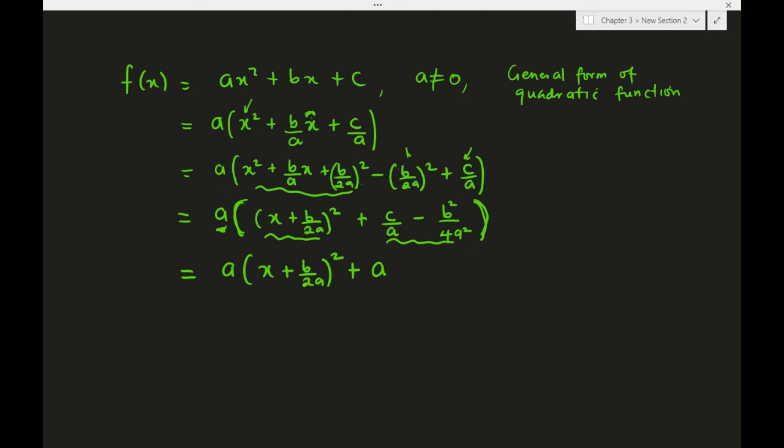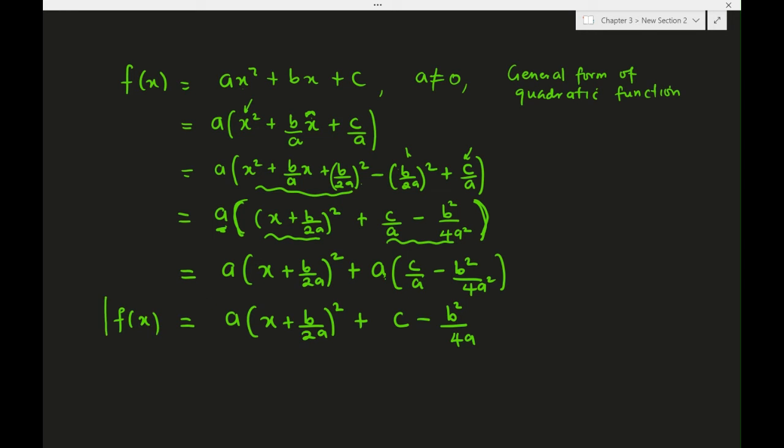Consider this as one term, consider this as another term. So this will be a bracket c over a minus b squared over 4a squared. And now you will have a times x plus b over 2a squared plus, now take this a inside. A will cancel a, so you have c minus b squared over, a will cancel a, so you have 4a. Now this is the function f of x.